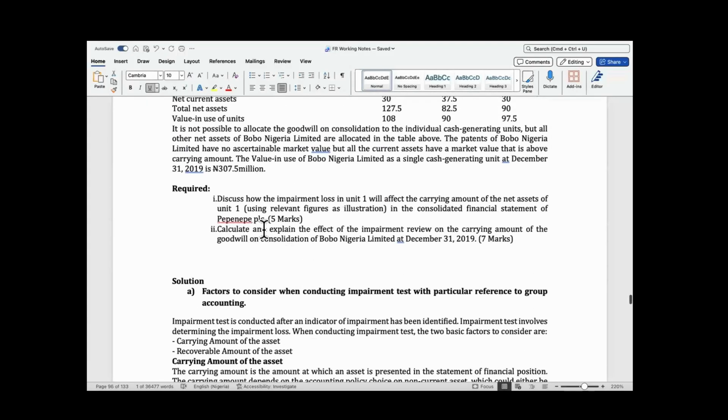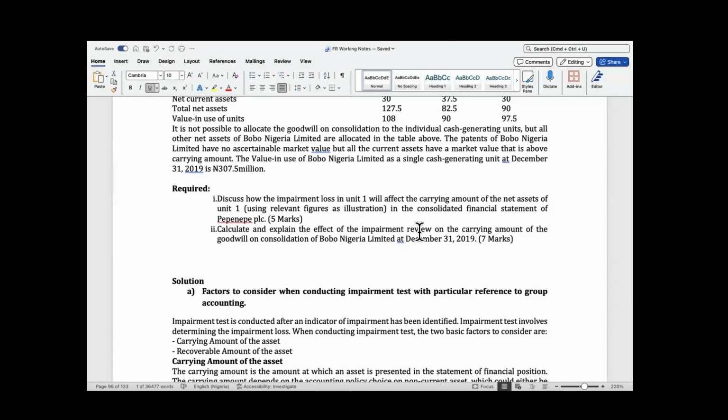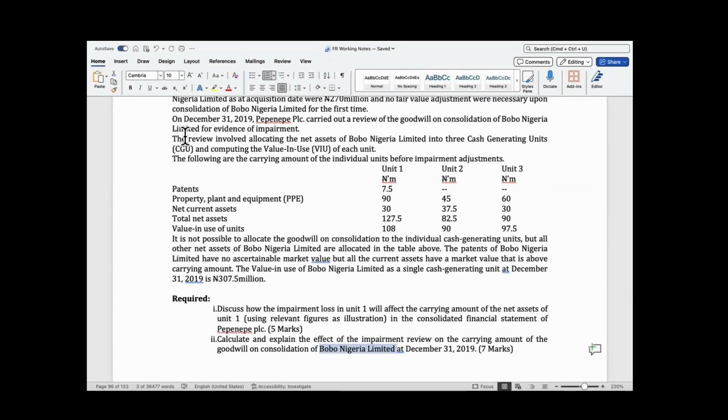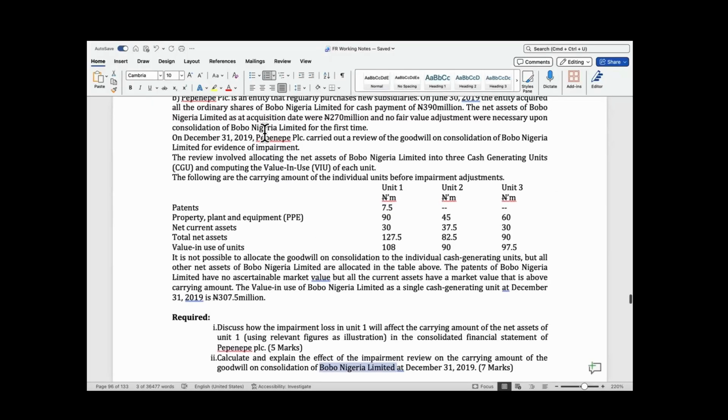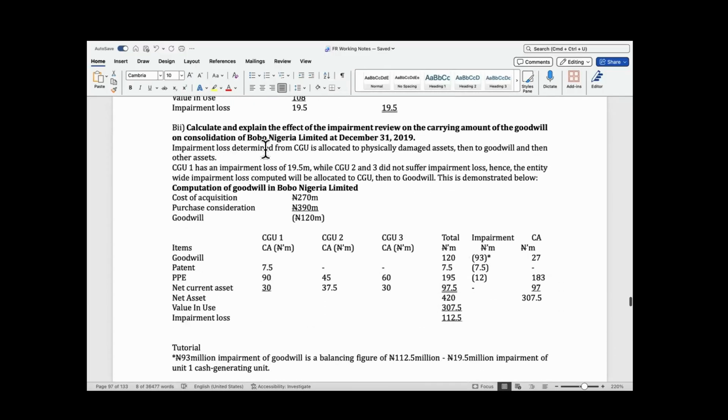Now for CGU2, we're asked to calculate and explain the effects of the impairment review on the carrying amount of the goodwill on the consolidation of Bobo. So now they want us to calculate and explain the effect, because this company said it wanted to review its goodwill for possibility of impairment. To do that, you will need to assess the whole business, the entire business, which was what we did in the solution here. I said impairment loss determined from CGU is allocated to this, and this.